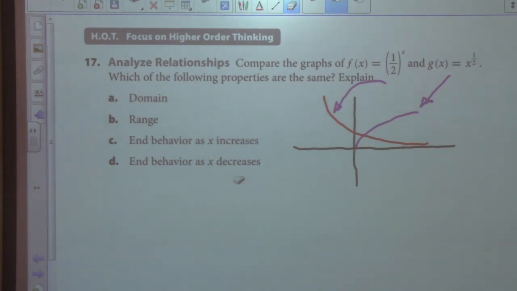Now, I want to show you range is just a little bit different. I feel like that's not what the book says. I don't think they would give us a problem like this.